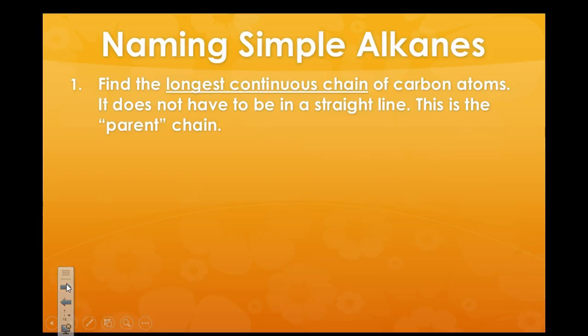So, first step, always find the longest continuous chain of carbon atoms. It does not have to be in a straight chain. We're going to call this the parent. This helps to distinguish between long branch versus short branch. The parent is the longest continuous branch of carbons.